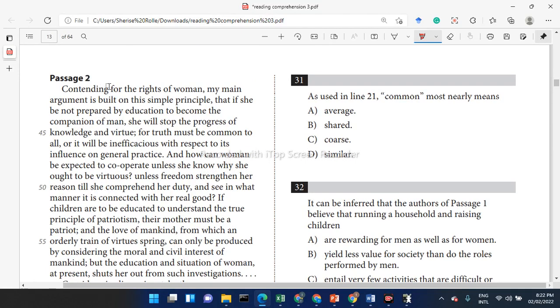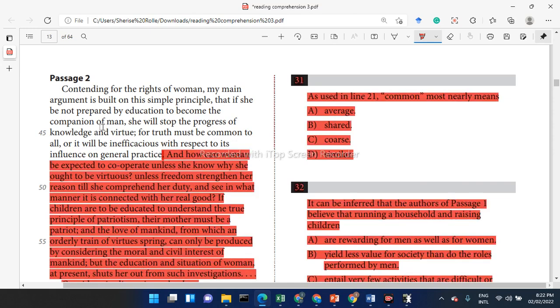So she said, contending for the rights of women, my main argument is built on the simple principle that if she be not prepared by education to become the companion of man, she will stop the progress of knowledge and virtue. For truth must be common to all, or it will be inefficacious with respect to its influence on general practice. Very important thing that she is saying.